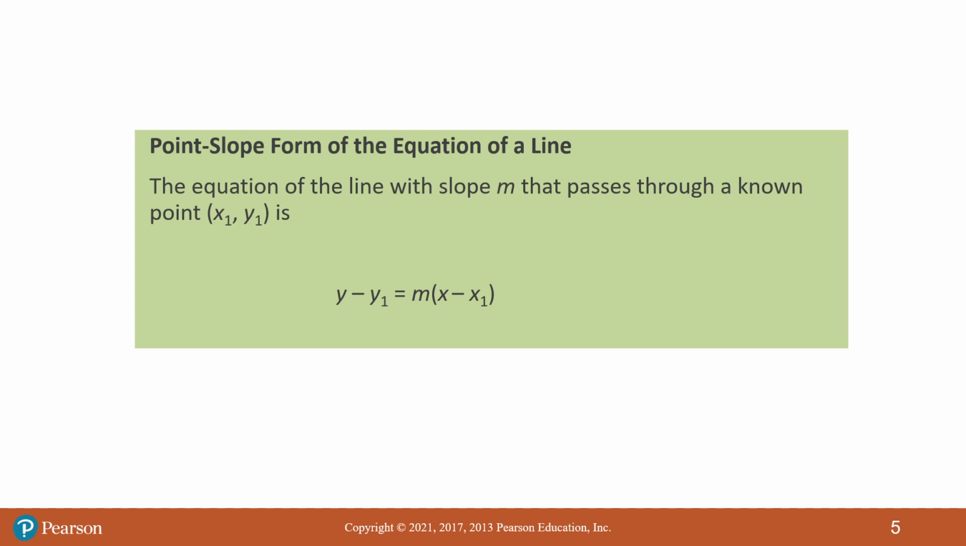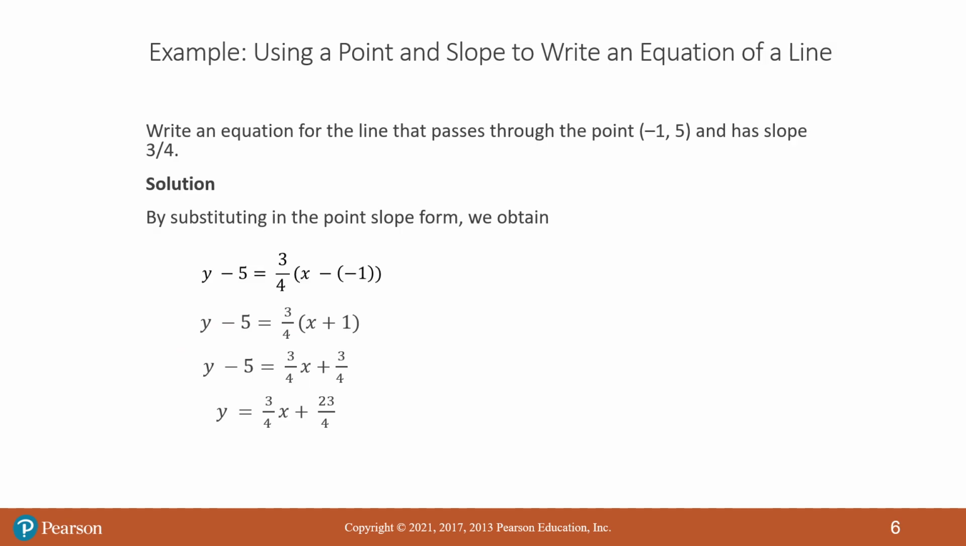Okay, let's look at the point-slope form of the equation of the line. The equation of the line with slope m that passes through a known point, x1, y1, is y minus y1 equals m times x minus x1. Alright, so the importance of the point-slope formula is that we're not always given the slope and the intercept. Sometimes we're given the slope and a point, or sometimes we're only given 2 points. We can find a slope and then use one of those points to find the equation of the line.